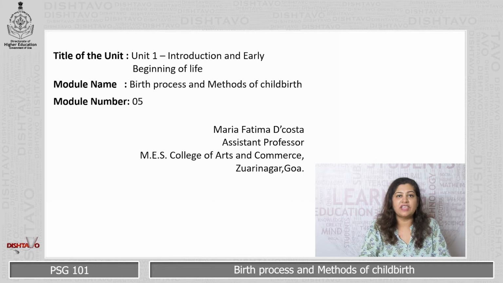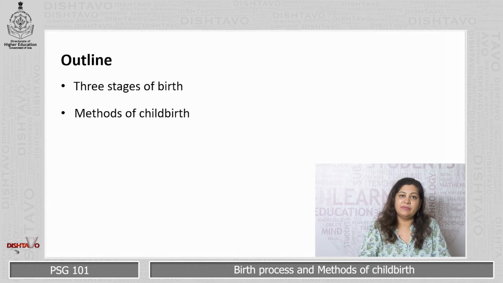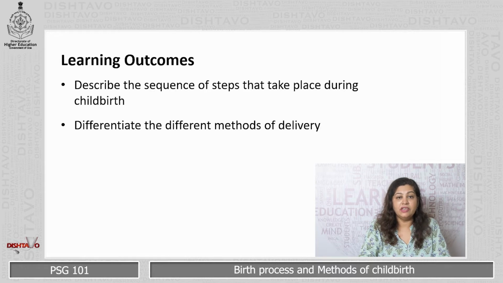and Methods of Childbirth from Unit 1, Introduction and Early Beginning of Life, Module number 5. The outline of today's presentation is the 3 stages of birth and methods of childbirth. At the end of the presentation, you will be able to describe the sequence of steps that take place during the childbirth process. You will also be able to differentiate the different methods of delivery.